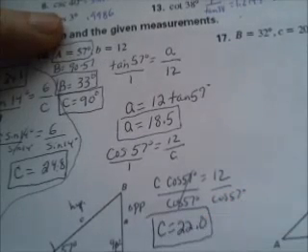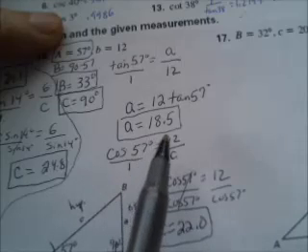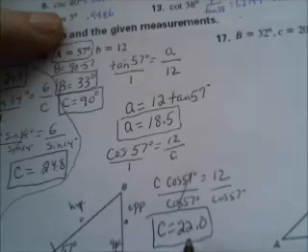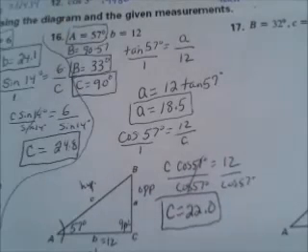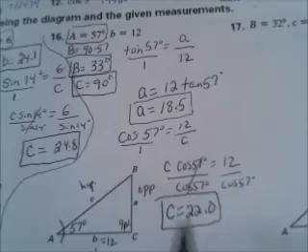It's the longest side. B is 12, A is 18.5, and C is 22. They're all around the same length. I mean, none is really, really huge compared to the other, but side C is the longest one because the hypotenuse is always the longest.